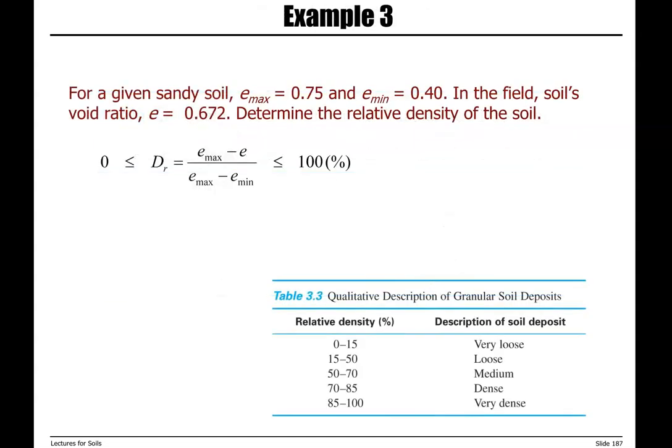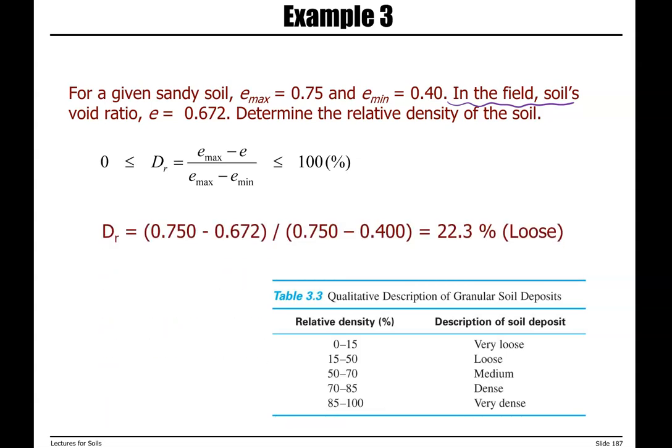For example, for a given sandy soil, Emax is 0.75, minimum void ratio is 0.4. Then they did the in situ testing in the field. Soil void ratio is 0.672. You calculate relative density, Dr, and in this example Dr is 22.3, so it's within this range, which then we can describe this soil as a loose material.